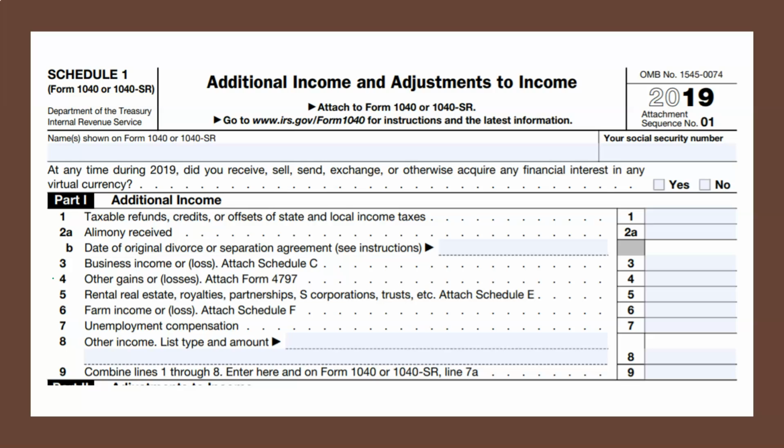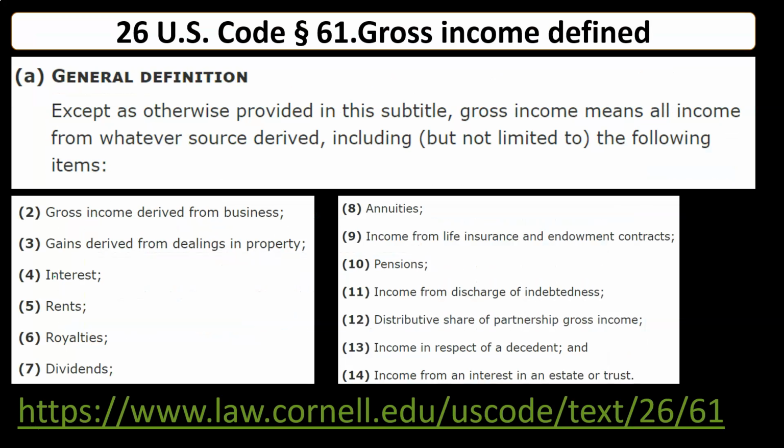So we'll go into some of these components of income in future presentations, focusing most of our time on the major income items. Now let's go through the general rule in terms of the tax code for income. So what will be included in income? The general definition, except as otherwise provided in the subtitle, gross income means all income from whatever source derived, including but not limited to the following items: gross income derived from business, gains derived from dealings in property, interest, rents, royalties, dividends, annuities, income from life insurance and endowment contracts, pensions, income from discharge of indebtedness, distributive share of partnership gross income, income in respect of a decedent, and income from the interest in an estate.